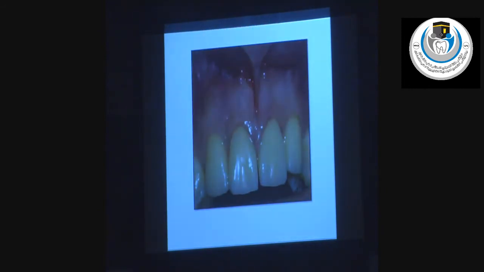So we extract, we place an immediate implant, then we place the provisional restoration at the same time. This is the case of a 26-year-old female patient. She received orthodontic treatment for 2 years. Then after she removed the ortho appliance, she had grade 3 mobility in the two central incisors.